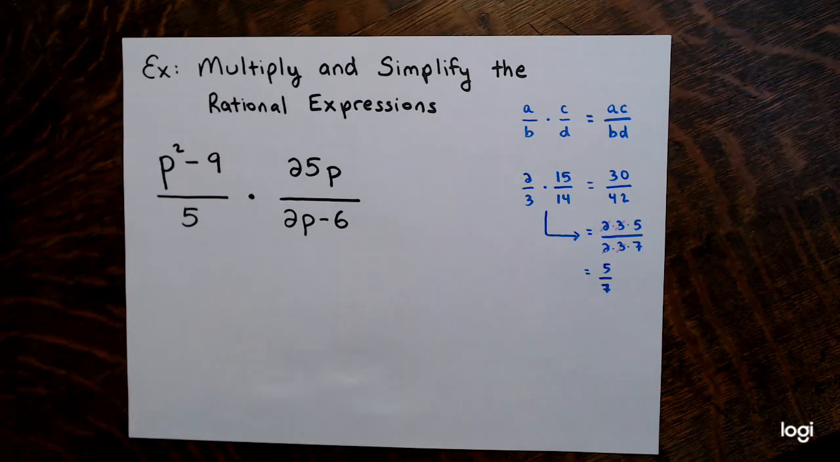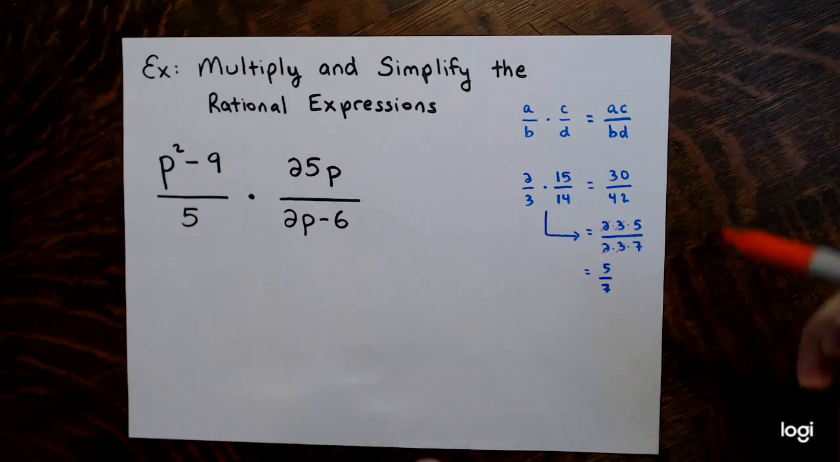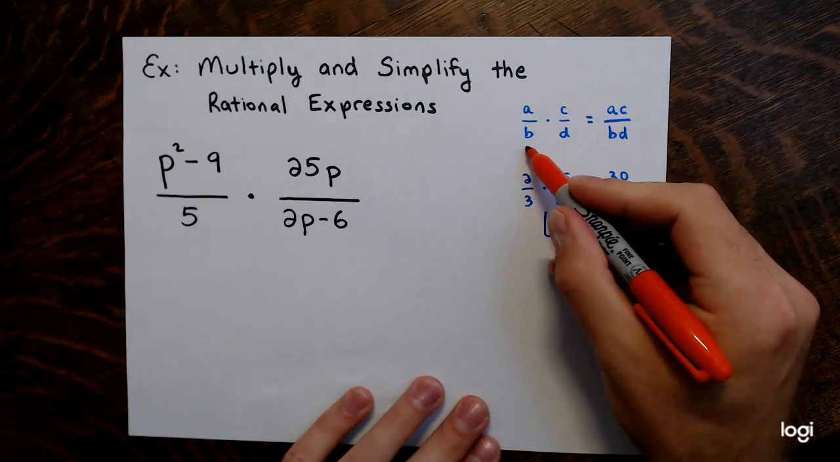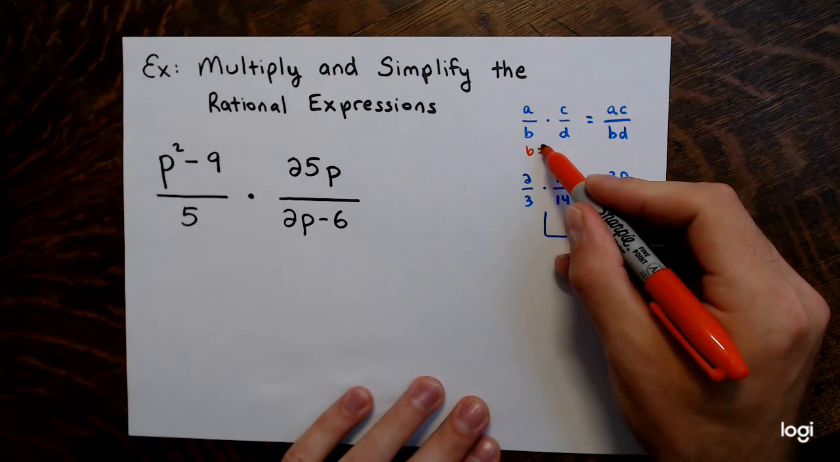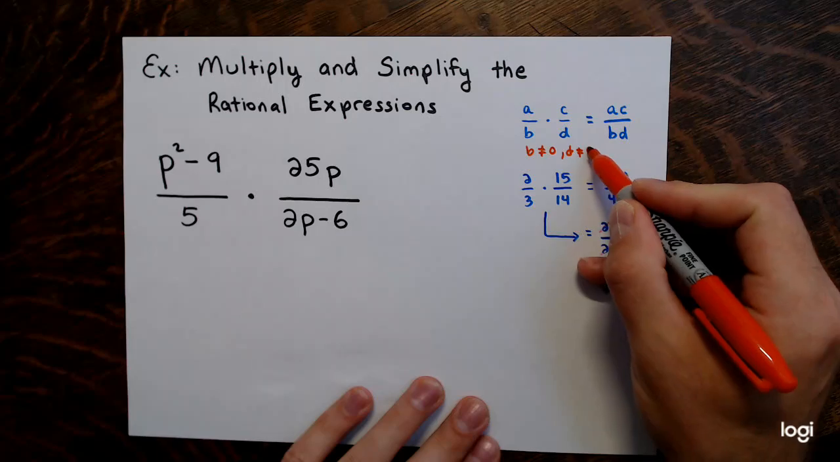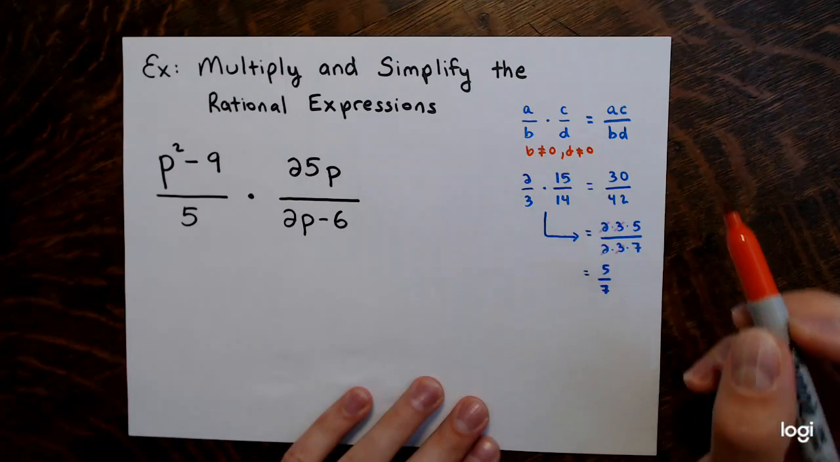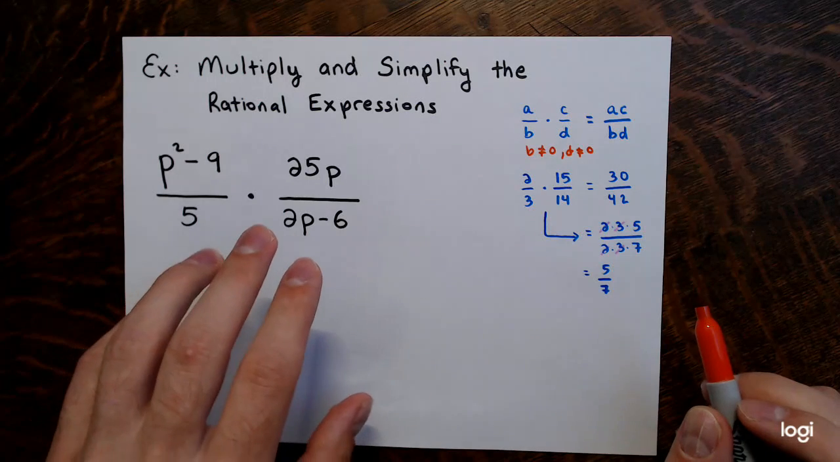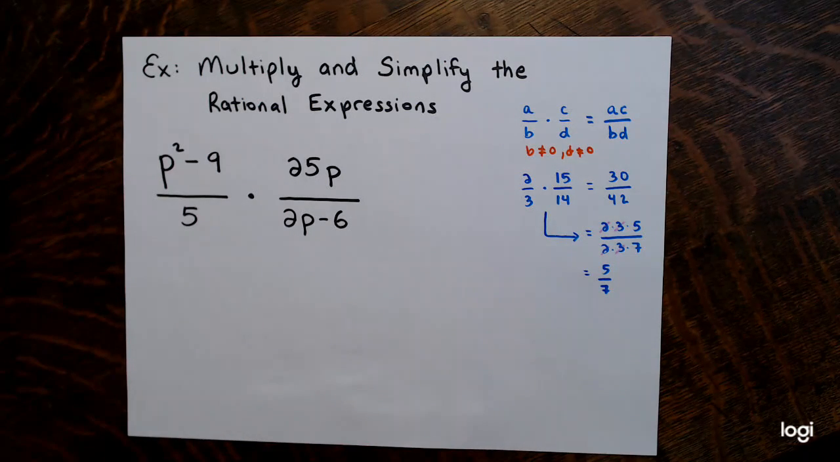One note I want to make here is that when multiplying fractions, like up here, the values of the denominators cannot be 0. B cannot be 0 and D cannot be 0. So I'll make sure to point that out as we work through some examples here. Just make sure that you never have a denominator equal to 0.